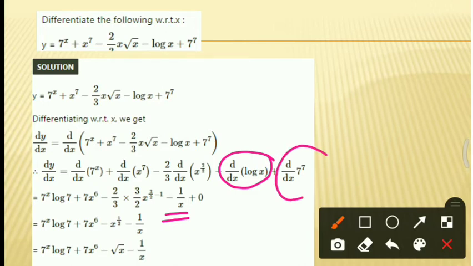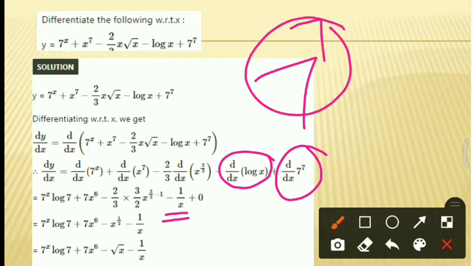lastly, 7 raised to 7 is a constant. 7 raised to 7 is a constant and its derivative is 0. Here it is not necessary to calculate 7 raised to 7. 7 raised to 7 is a constant, hence its derivative is 0.